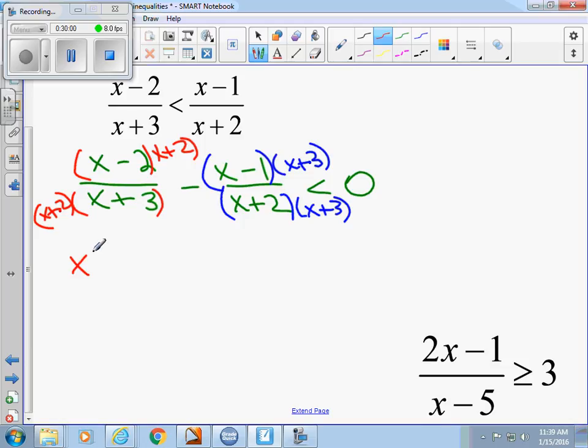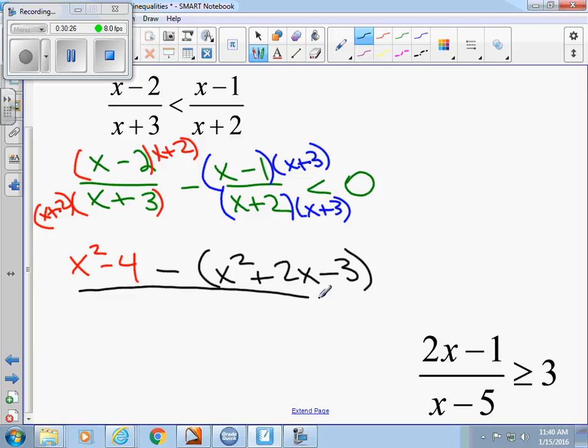So I get x squared minus 4 on that top left. Minus, and I'm going to leave that as a negative, and I'm going to put parentheses. Don't forget to distribute the negative at some point. Some of you might be able to do that in your head, but be careful. X squared plus 3x minus 1, so plus 2x minus 3.